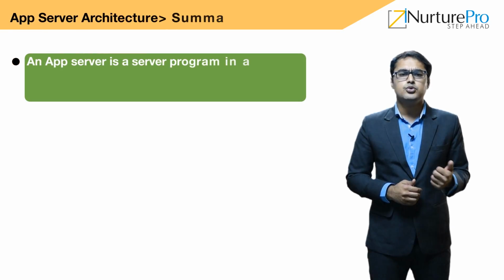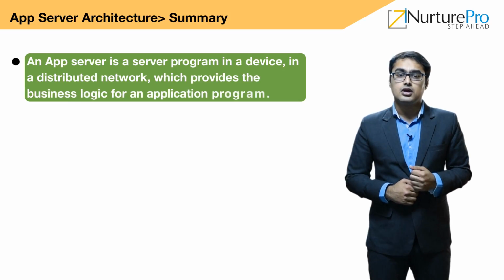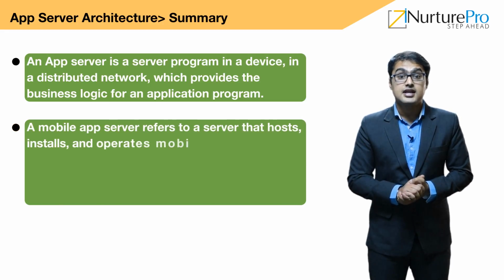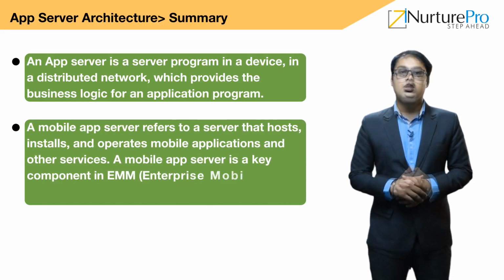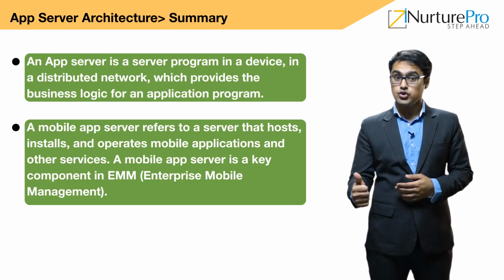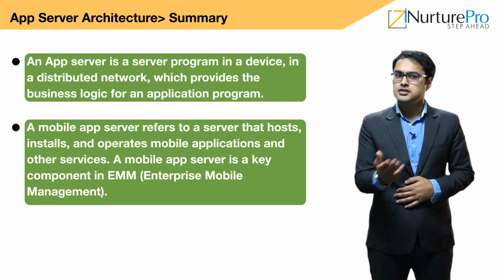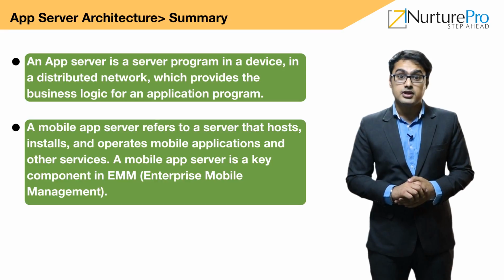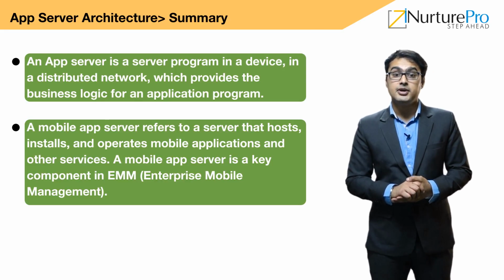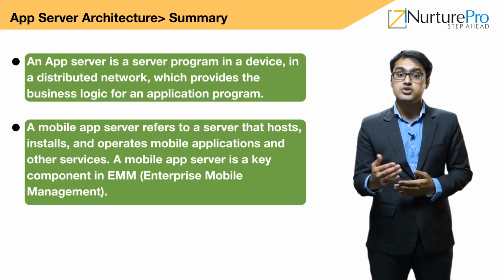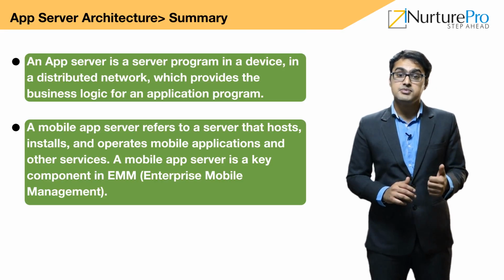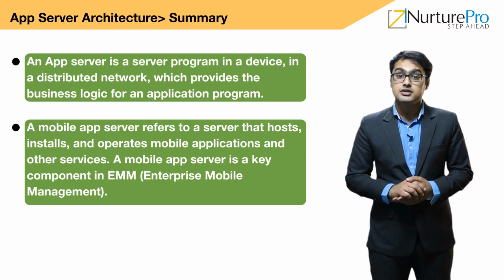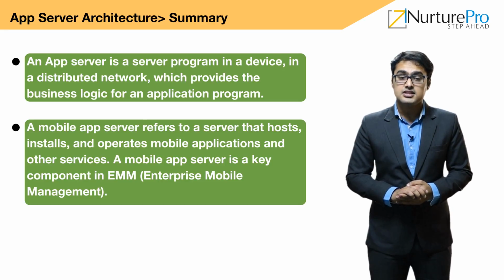An app server is a server program in a device in a distributed network, which provides the business logic for an application program. An app server has a collection of components that are accessible to the developer using an API. A mobile app server refers to a server that hosts, installs, and operates mobile applications and other services. A mobile app server is a key component in EMM, Enterprise Mobile Management. A mobile app server also enables mobile applications to access the backend system and also supports development of mobile applications. Similar to a web server that helps in storing, processing, and providing web pages to a client machine, a mobile app server fills the gap between existing infrastructure and mobile devices.